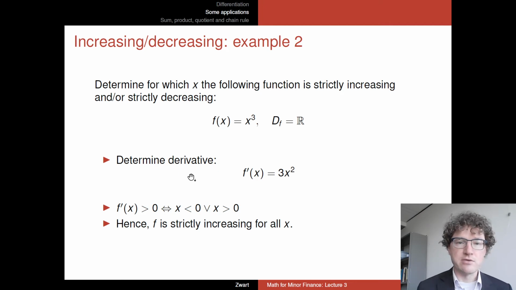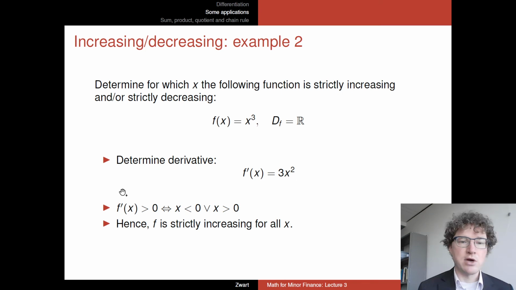So let's determine the derivative of this cubic function x to the power 3. So again what we need to do is bring the power in front of the expression with x and lower the power by 1. So that gives us the f prime. The derivative of this function f is 3 times x squared. So what can we say about that?